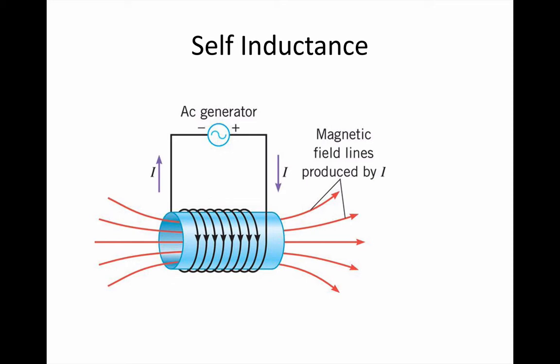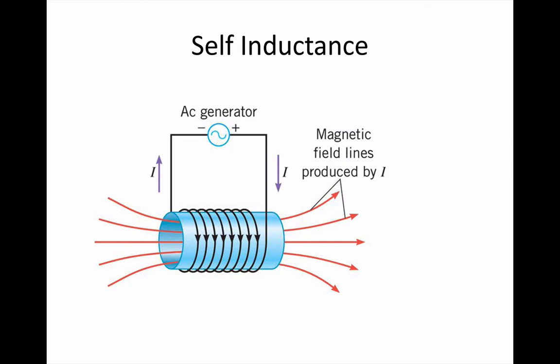Now to look at something called self-inductance. Imagine we have a coil with an alternating current flowing through it. The current is constantly changing, so the flux through the coil is also constantly changing. And that means an EMF is being generated across the ends of the coil. Lenz's law says it must oppose the supply voltage causing the current. This process is called self-induction, and the EMF is called a self-induced EMF.